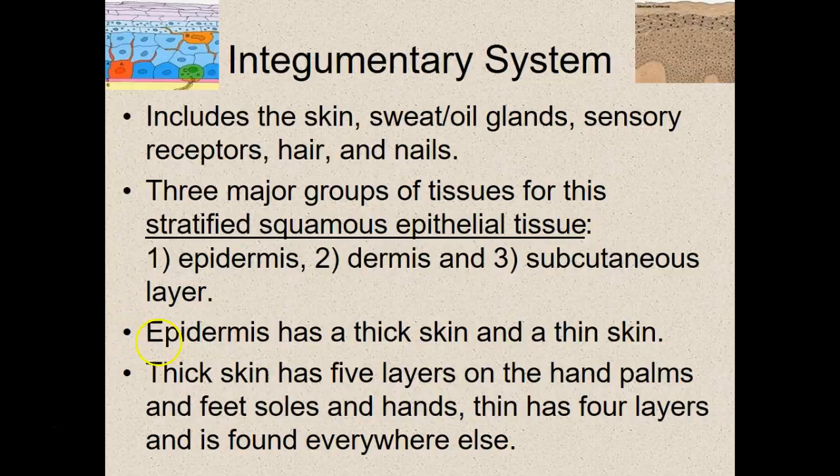And interestingly, within the epidermis, there is a thick skin and a thin skin. Thick skin has 5 layers within the epidermis. So there's a lot of layers going on here. You've got the 3 layers, epidermis, dermis, subcutaneous layer, and then you have 4 to 5 layers in the epidermis. The dermis has a couple of layers. There's a lot of things going on that we have to remember. Anyways, the thicker skin has 5 layers, and the thinner skin has 4 layers. The thick skin is found only on the palms of the hands and the soles of the feet. The thin is basically found everywhere else.